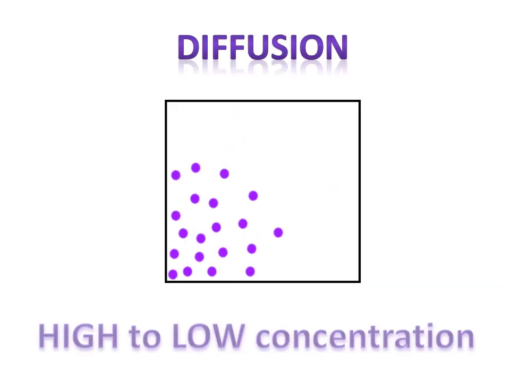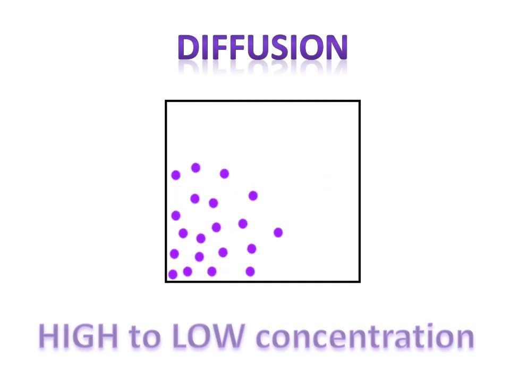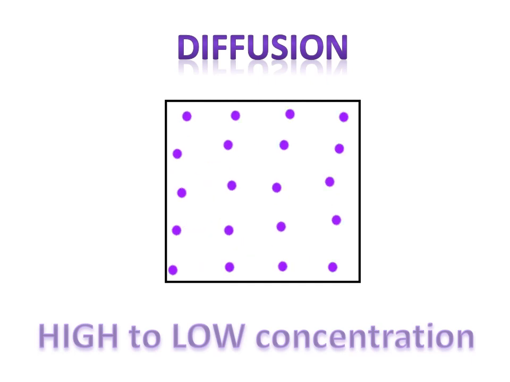So here's an animation of diffusion. Your molecules are moving from high concentration to low until they are equally dispersed. That's equilibrium.